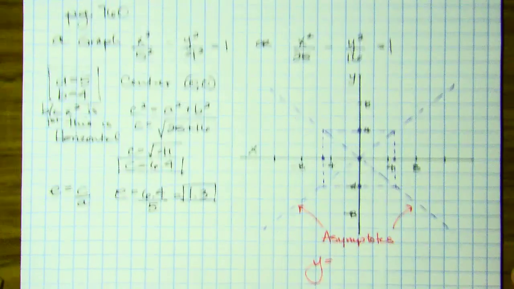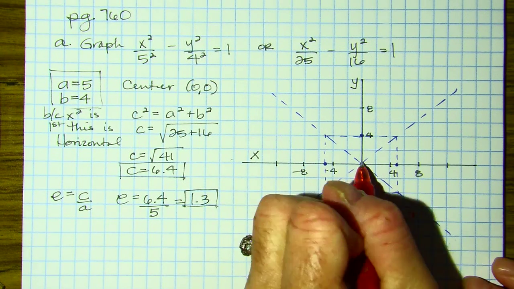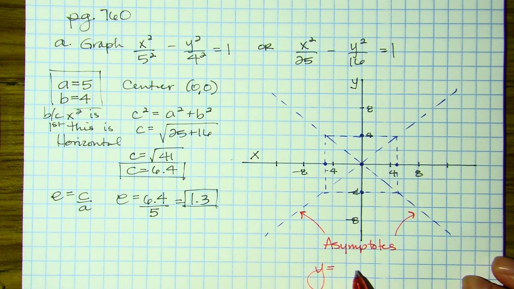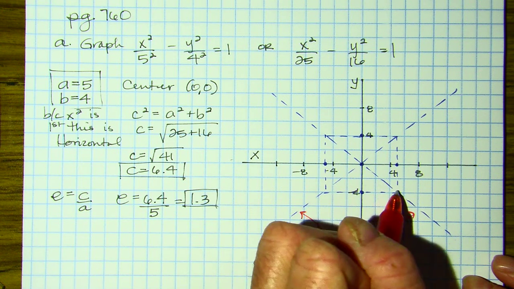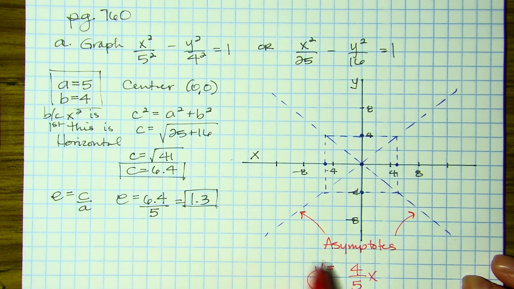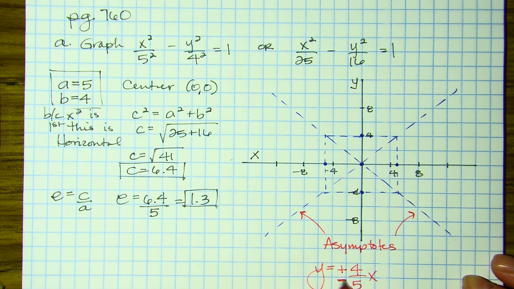Remember, these are straight lines, so my asymptotes are simply rise over run. We went up 4 and over 5. For this line, I went down 4 and over 5. This line here has a positive slope, versus this asymptote here has a negative slope. So my asymptotes are simply y equals plus or minus 4 over 5 x.